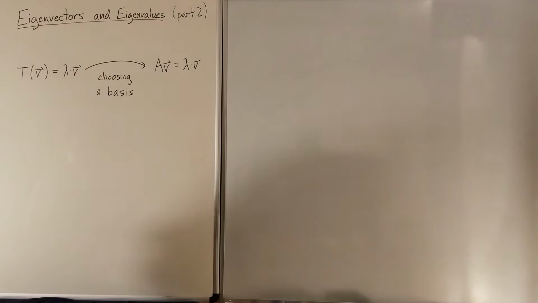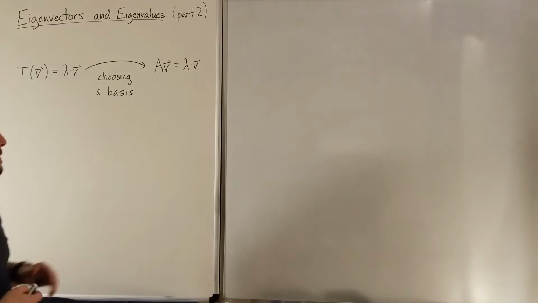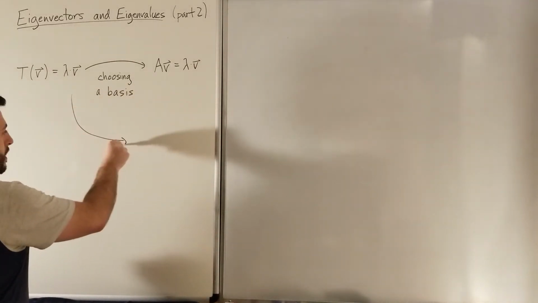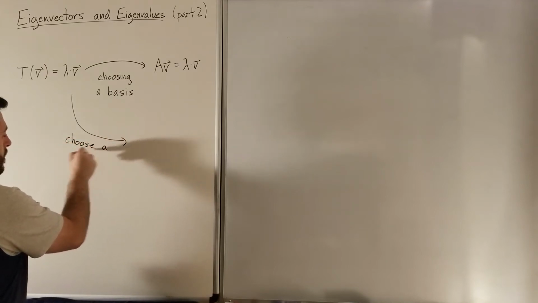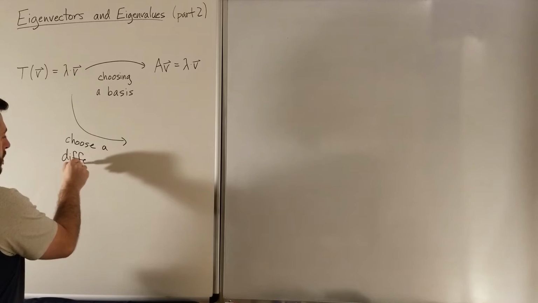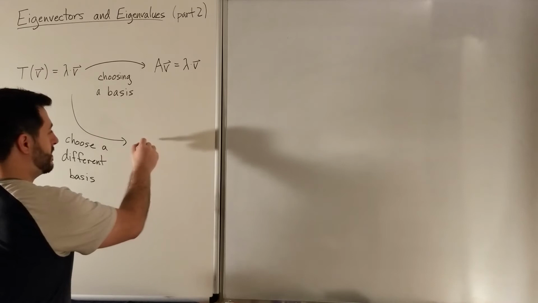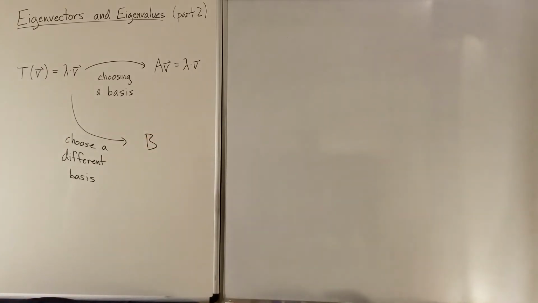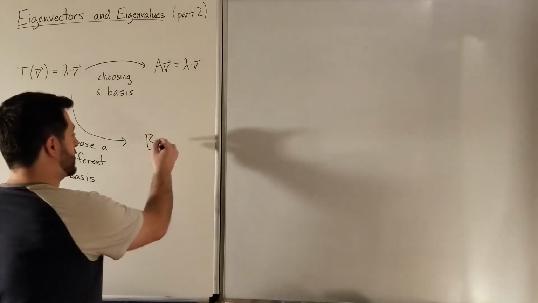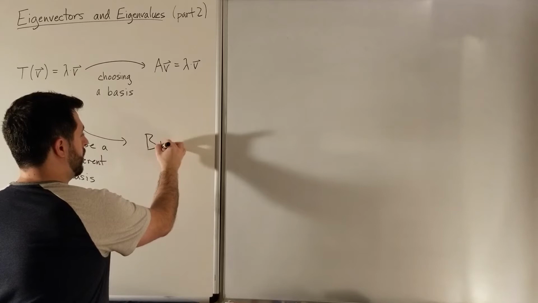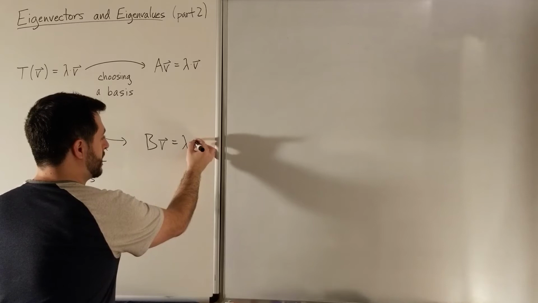So what happens if instead of choosing this basis to get us this matrix A, maybe we choose a different basis? So what that's going to look like is it's going to give us another matrix. This matrix is still going to correspond to this transformation T, but it's going to be with respect to a different basis. And we're still going to want to look at this equation, BV is equal to lambda times V.